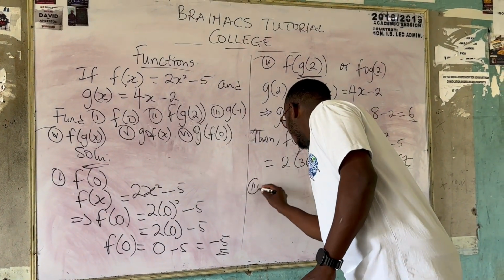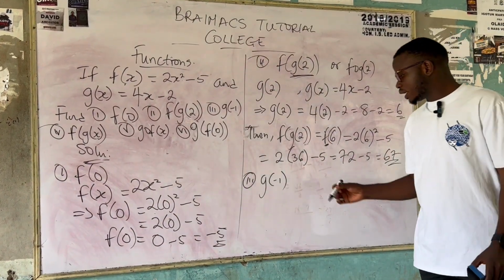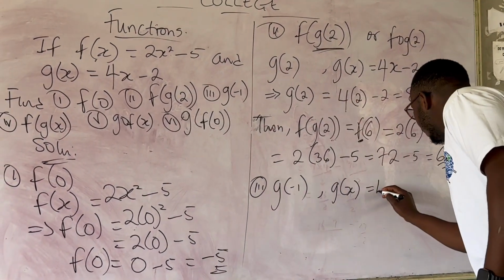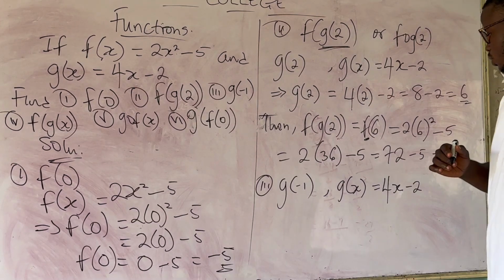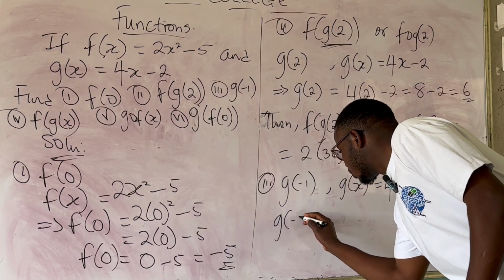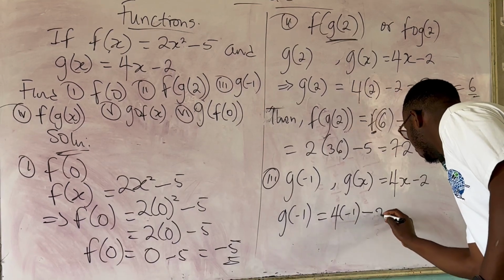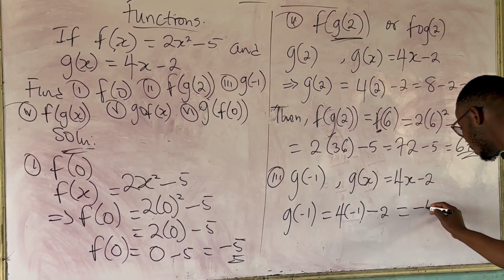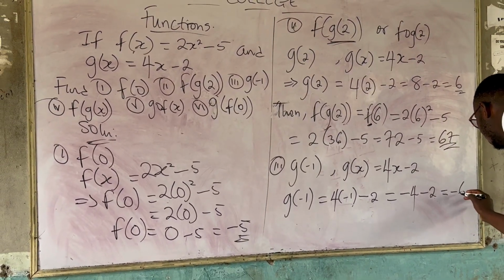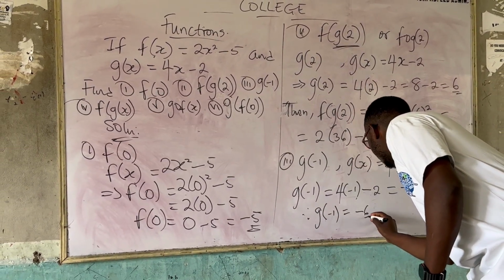So now going to the next question. The third question is g of minus 1. To obtain g of minus 1, we'll go back to g of x. Recall that g of x is equal to 4x minus 2. So g of minus 1 will be equal to, anywhere we see x in g of x, we change it to minus 1. 4 times minus 1 will give us minus 4. Then here we have minus 2. Minus 4 minus 2 is minus 6. So therefore, g of minus 1 is equal to minus 6.